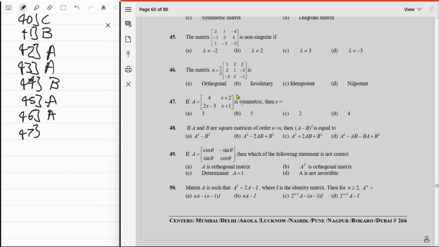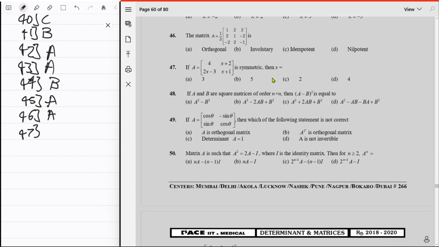47. If A is equal to this thing, it's symmetric, then what's X? It doesn't matter what X plus 1 is, it's just that these two should be equal. So X is equal to 5. What kind of question was this? Seriously, why do you ask me this? Let's check this once again. 10 minus 3 is just 7, and then also 7. So B is correct. Next question.